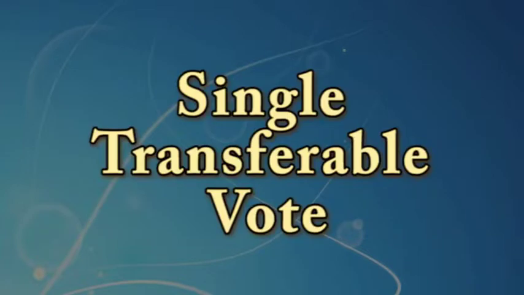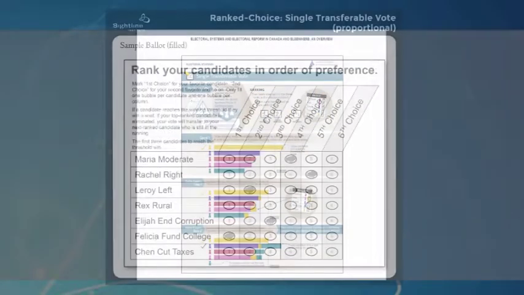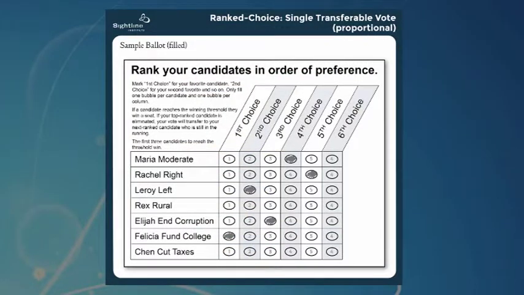Single transferable vote. Voters in this system rank candidates in order of preference. They can vote for candidates from a single party or multiple parties. A candidate would need to receive a certain quota of votes to be elected. In this system, as with other proportional systems, no single party has a majority, and coalitions must be formed.